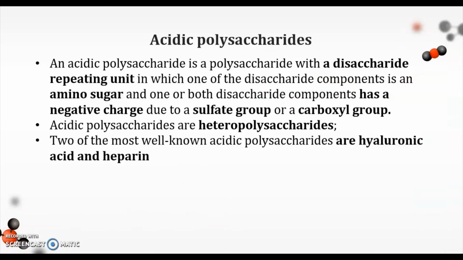Acidic polysaccharides. An acidic polysaccharide is made up of a disaccharide repeating unit in which one of the disaccharide components is an amino sugar and one of the other components has a negative charge. This is due to a sulfate group or a carboxyl group. Acidic polysaccharides are heteropolysaccharides. Two of the most well-known acidic polysaccharides include hyaluronic acid and heparin.